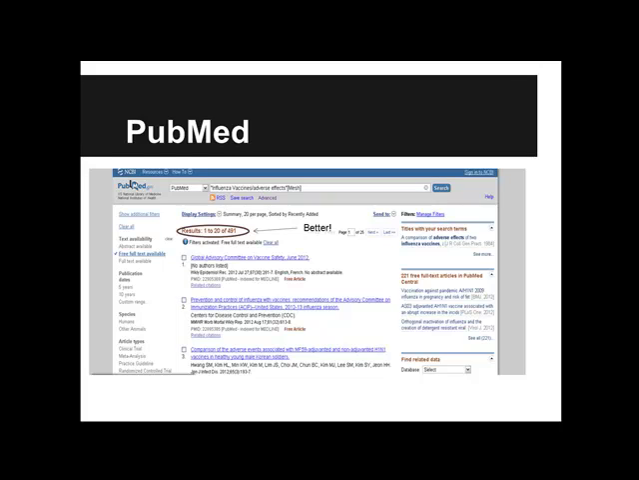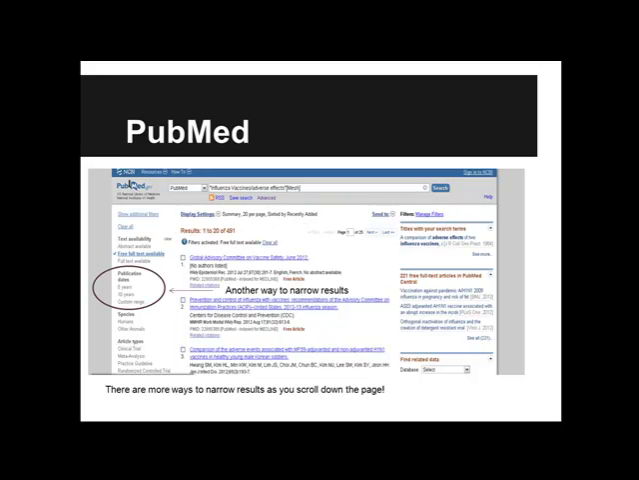You can narrow these results down even further with the menus on the left side of the page. So, for example, you could get results that are only in English, that were published within the last 5 years, or that contain clinical trials. If you scroll down the page, you will see more ways to narrow your results.